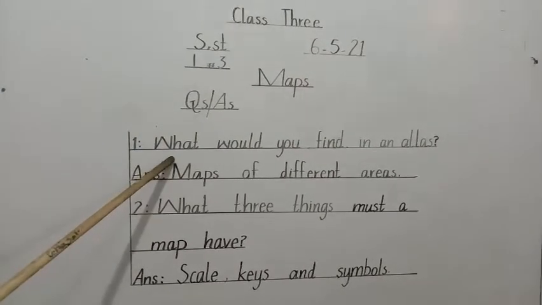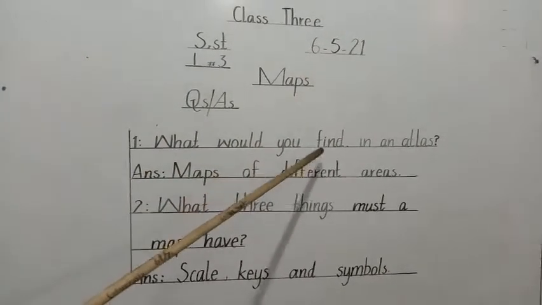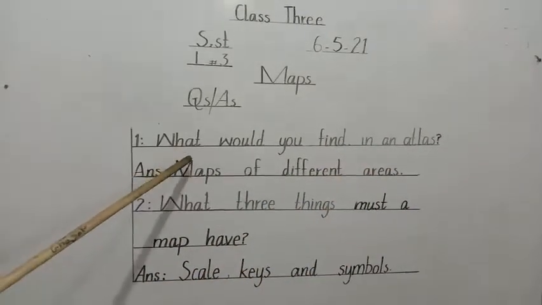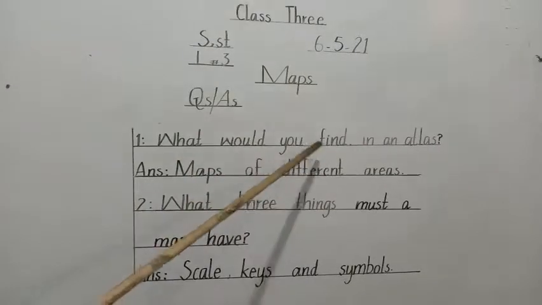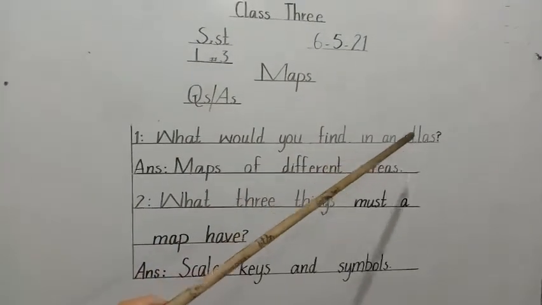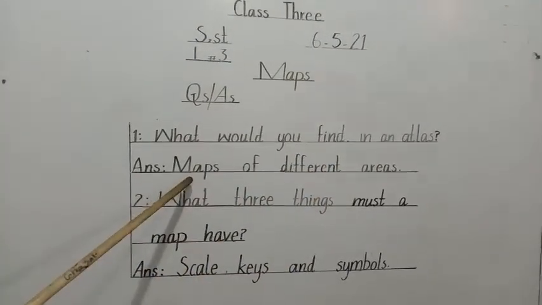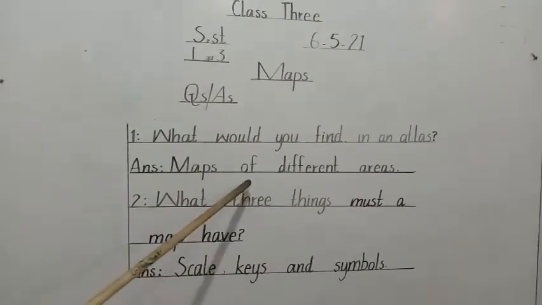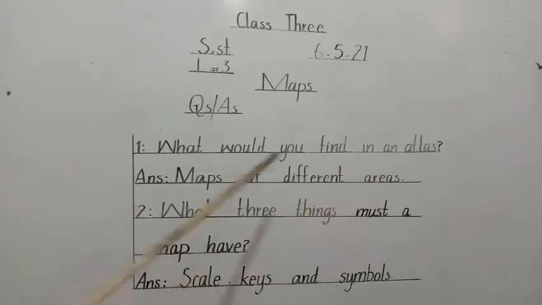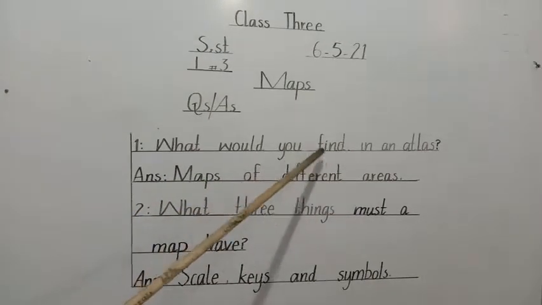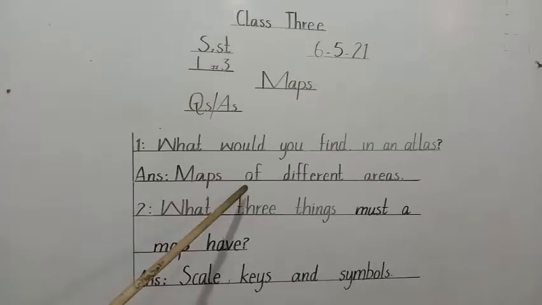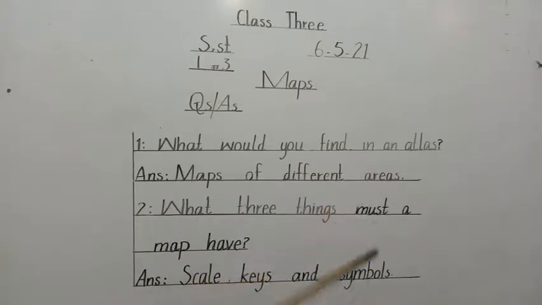First question, what would you find in an atlas? Answer is maps of different areas. Maps of different areas. What would you find in an atlas? Its answer is maps of different areas.